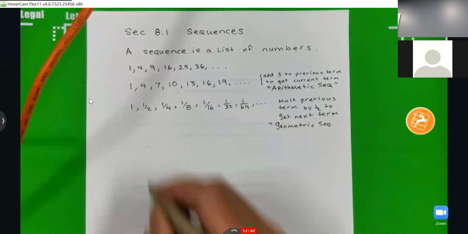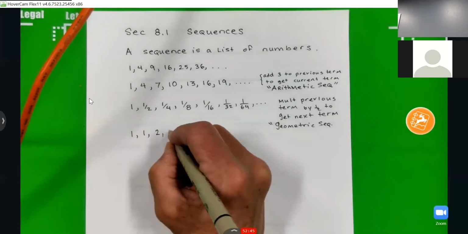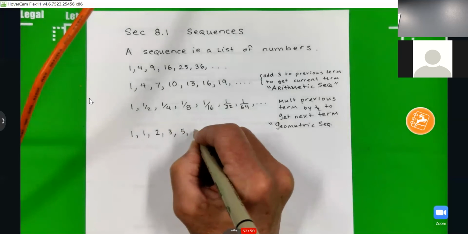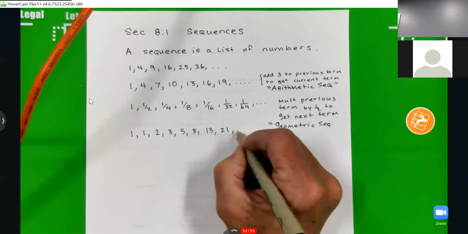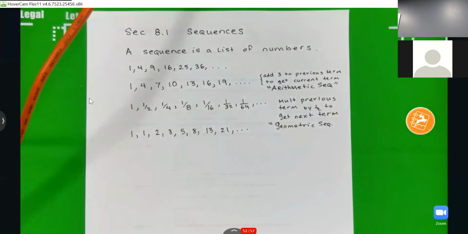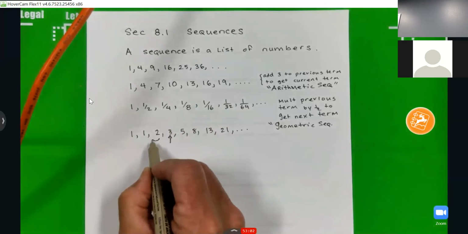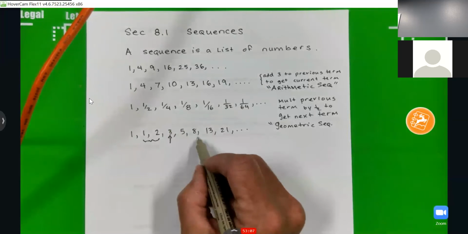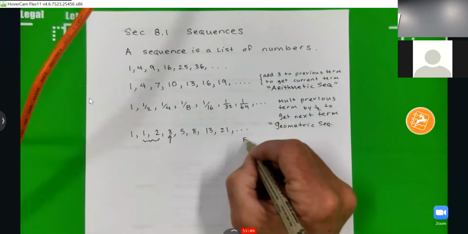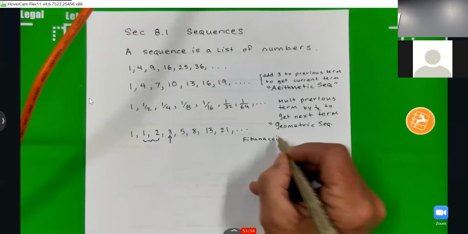Seen this sequence before? 1, 1, 2, 3, 5, 8, 13. That's a Fibonacci sequence. That's an example of a Fibonacci sequence. I'm getting, say for instance, this term here by adding the previous 2 together. I get the 13 by adding the previous 2 together. Fibonacci sequence.